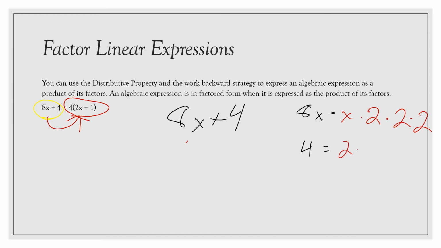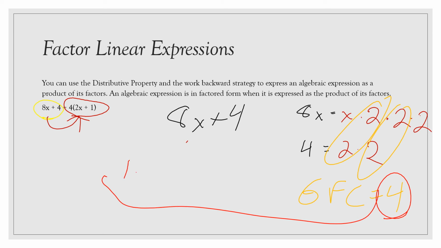4 is 2 times 2. So look for some sets. There's one set of 2's, there's another set of 2. So that means the GCF is 4. So we're going to take that 4 and we're going to write it 4. Now we're going to do open parenthesis. So we're going to take 4, we're going to divide 4 out of 8x. That's going to be 2x.